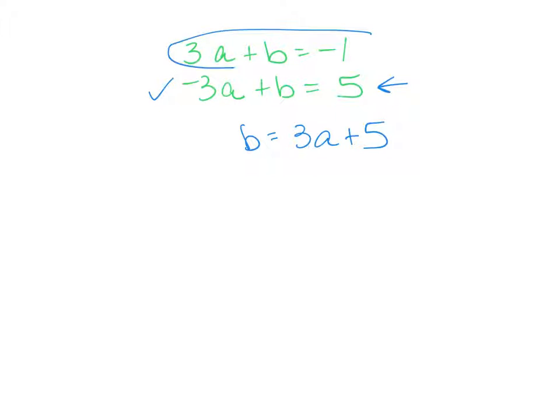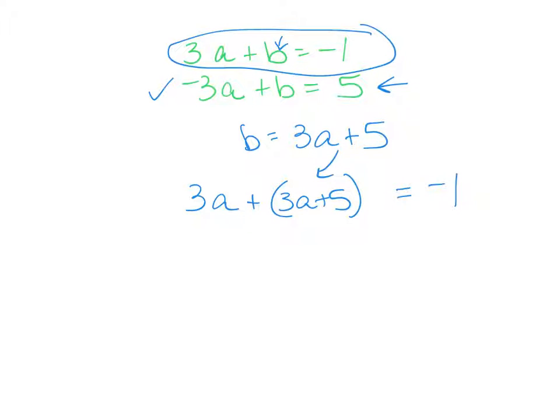I need to use the first equation to plug that into. So I have 3a plus, there's a b. We're going to put a parenthesis, equals negative 1. And now I'm going to put this in the parenthesis, 3a plus 5. Do you see how it creates an equation with only one variable? So we can solve for that variable.